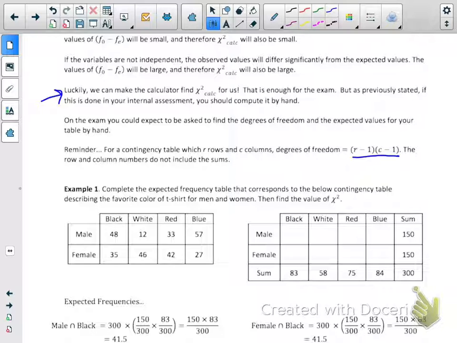Here's our males and our females, and these are favorite colors of t-shirts. So I'm going to go ahead and get rid of those numbers and over here come up with my sums. So adding up here, I have 150 males, 150 females, and then totaling up my colors there. Now, some of this math is going to look pretty redundant because my males and females both add up to be the same. That's not always going to be the case.